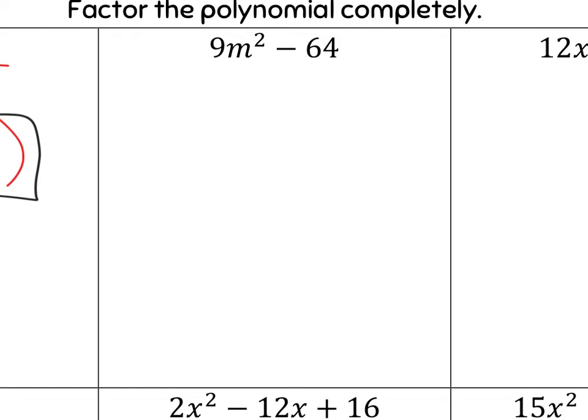There's no GCF here, so we can actually skip that step. But what y'all are thinking of, since there's 2 terms, what should I try to do? Difference of 2 squares. And I already heard somebody say it. Isn't 9 3 squared? Okay, and then we have m squared. And isn't 64 8 squared? Okay, so if I know all of this information, what does it automatically factor to?